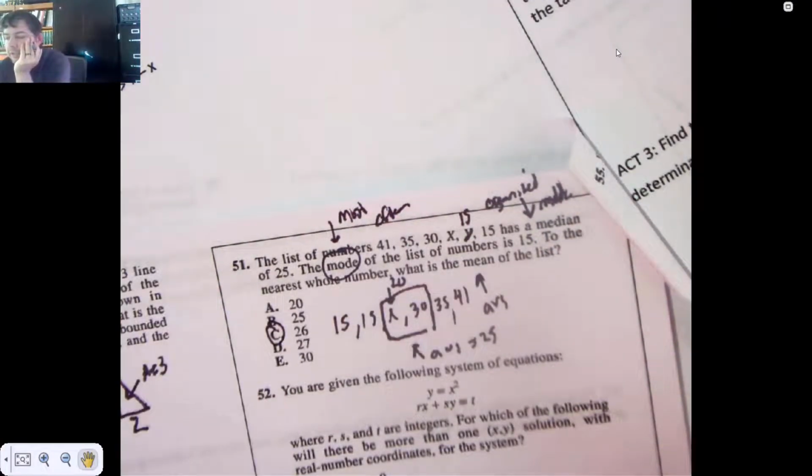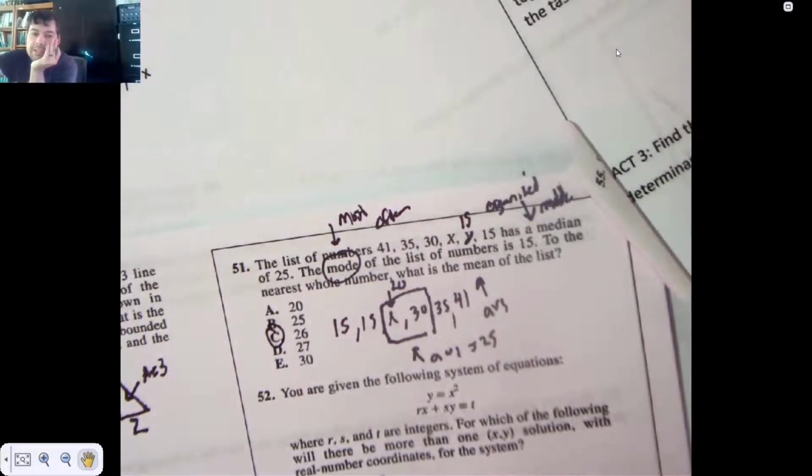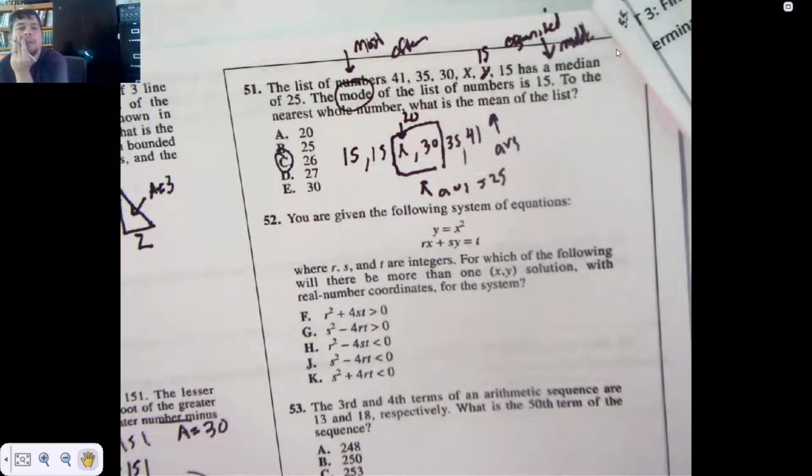All right, you are given the following system of equations. y is x squared, and r times x plus s times y is t, where r, s, and t are integers. For which of the following will there be more than one solution with real number coordinates for the system? Ugh, that's horrible. That is absolutely atrocious.